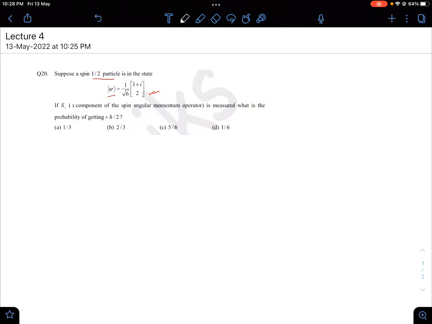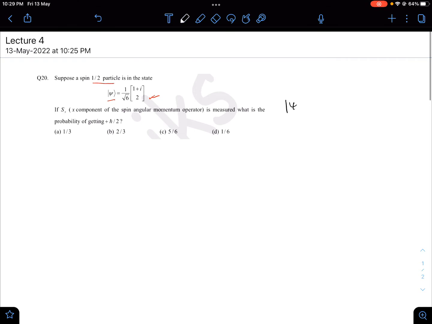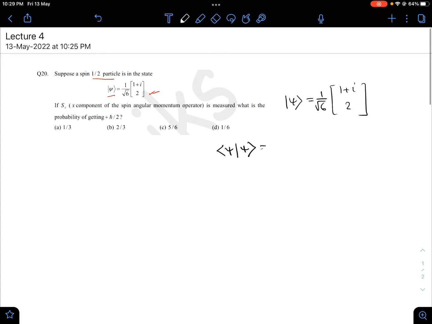Okay, so the given state is psi, which is 1 over root 6 times (1 plus i, 2). So first of all, before proceeding with any quantum mechanical problem, you have to ensure that the given state is normalized. So just check that. If the wave function is normalized, then this should be 1.